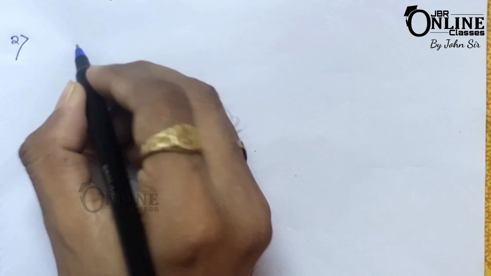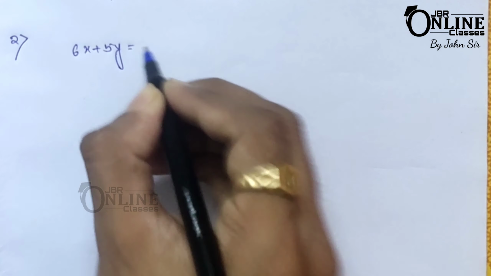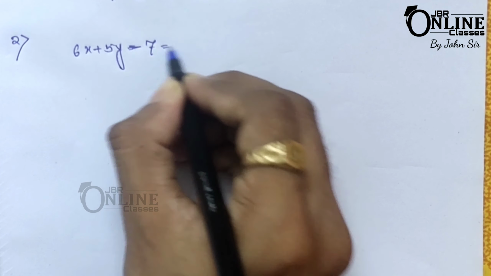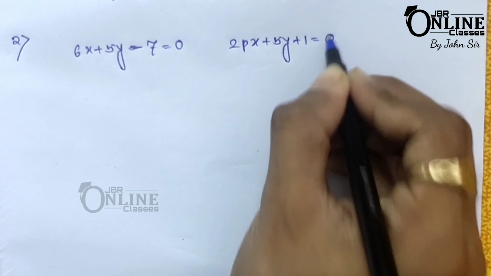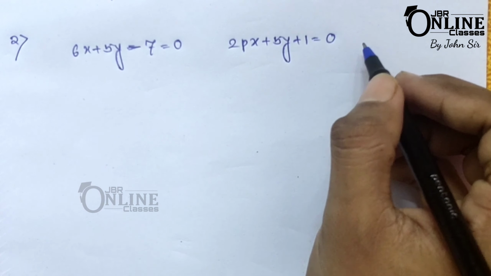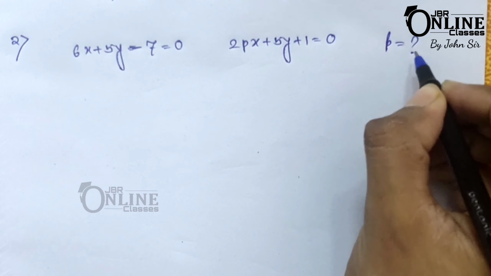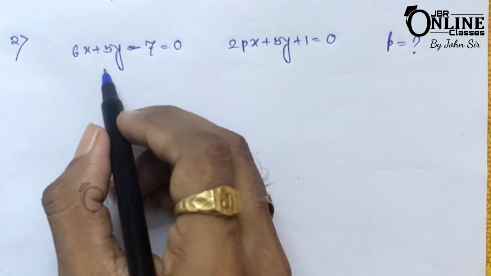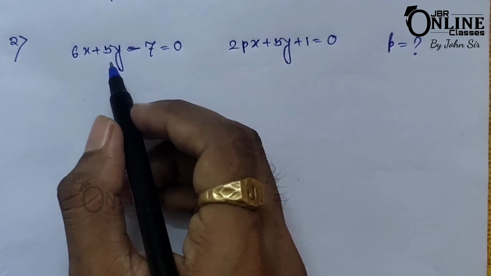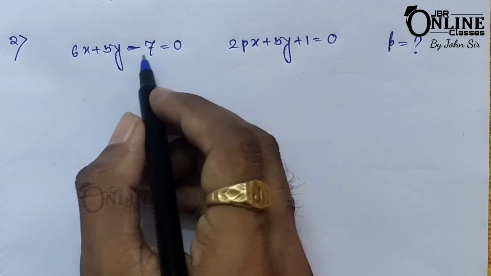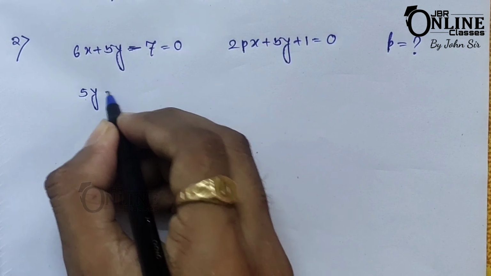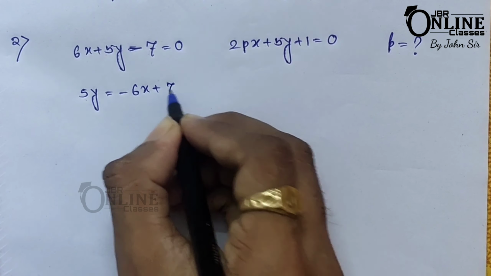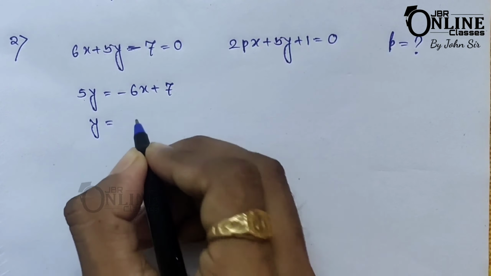In problem number 2, if 6x plus 5y minus 7 equals 0 and 2px plus 5y plus 1 equals 0 are parallel lines, then you have to find the value of p. First you have to find the slope of each equation. Here 6x plus 5y minus 7, so write 5y equals minus 6x plus 7, and then y equals minus 6 by 5 x plus 7 by 5.